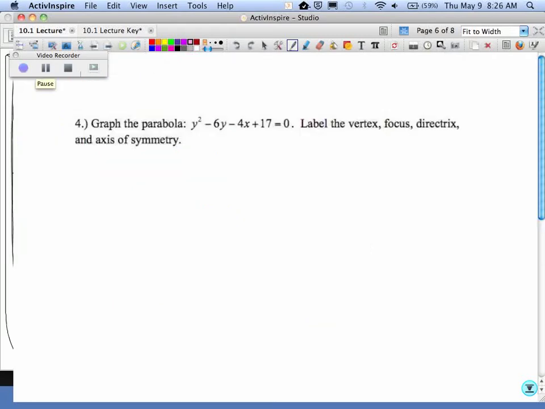I'm going to let you work with somebody sitting near you. You're going to try and come up with the equation. I would double check with somebody for sure before you start graphing it. But you're going to complete the square, try and come up with the equation for the parabola, and then see if you can graph it.